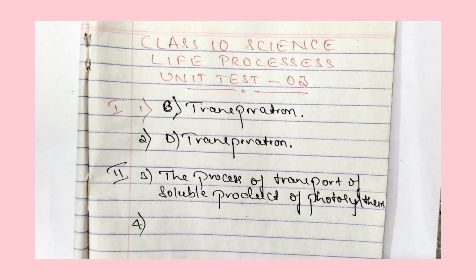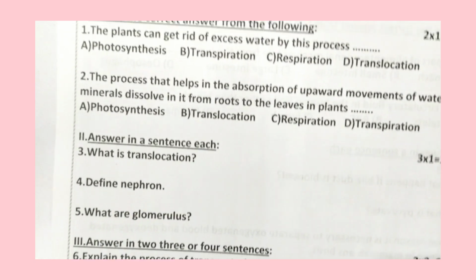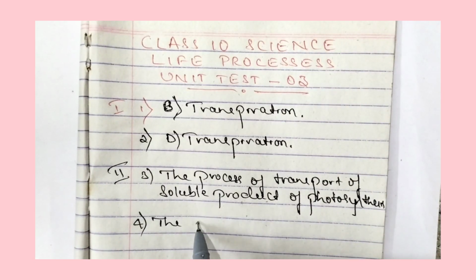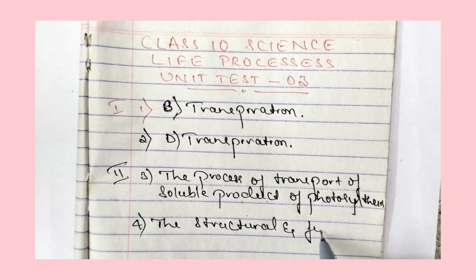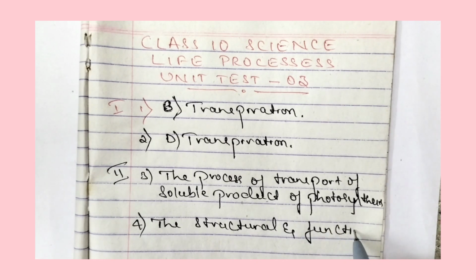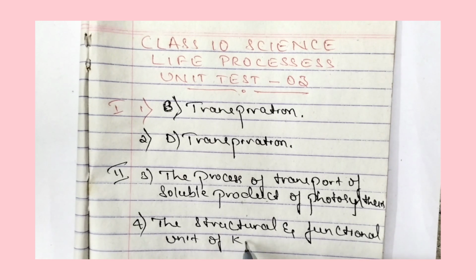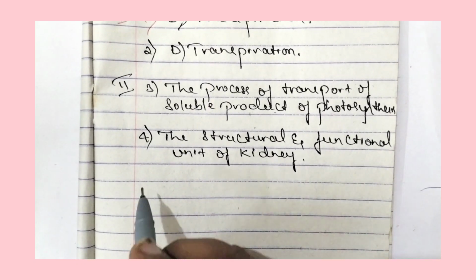Now let us move to question number 4. Define nephron. Nephron is defined as the structural and functional unit of kidney. The structural and functional unit of kidney is called nephron.